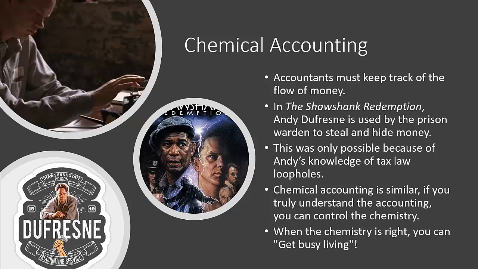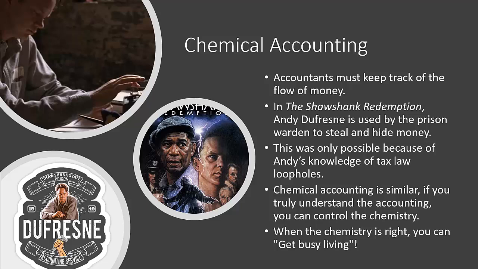Now, the reason for this is accountants must keep track of the flow of money, what comes in and what comes out, and Andy was very knowledgeable of tax law. Because of this, he was able to exploit his knowledge and figure out where the loopholes were to help the warden steal and hide money.